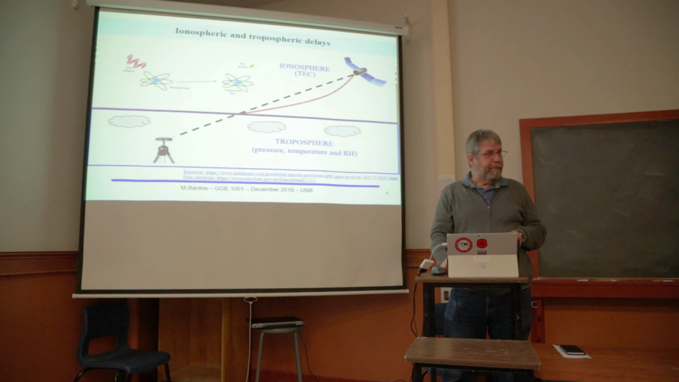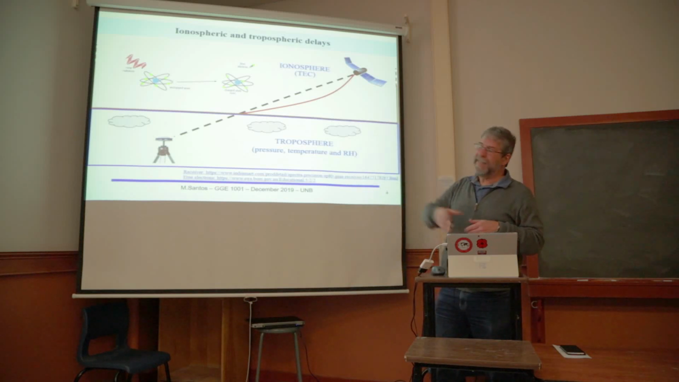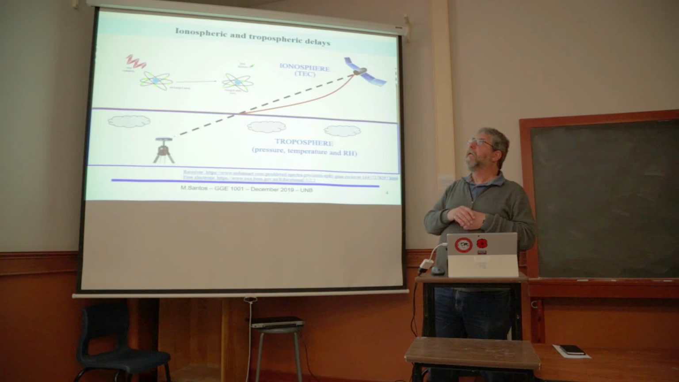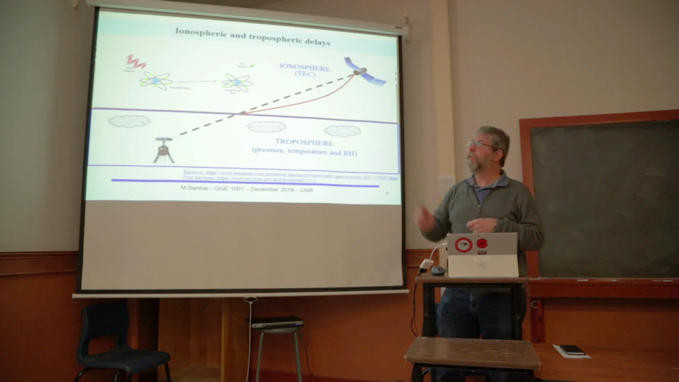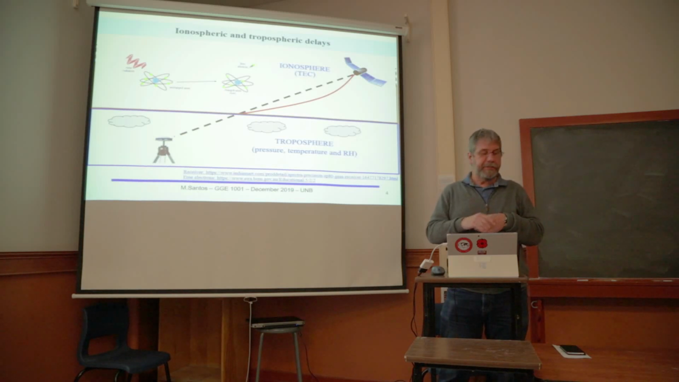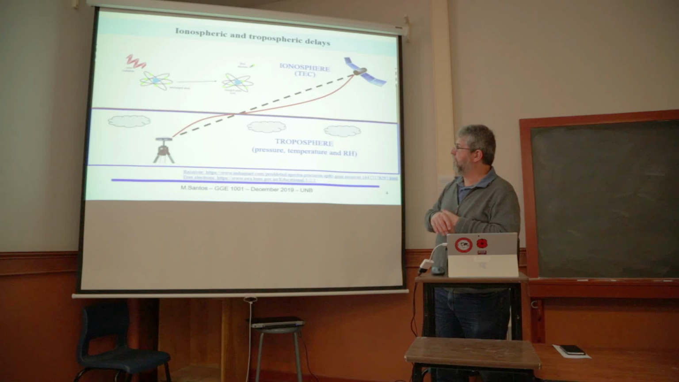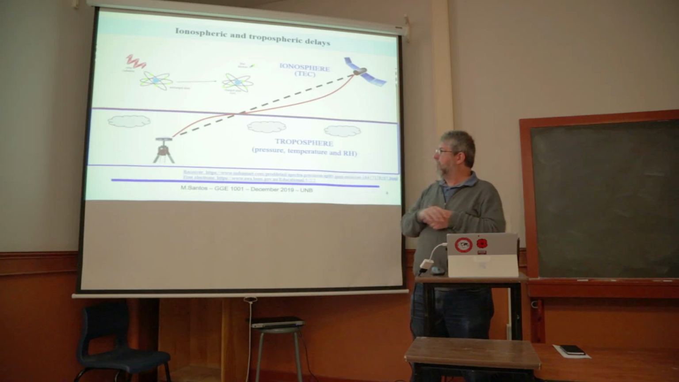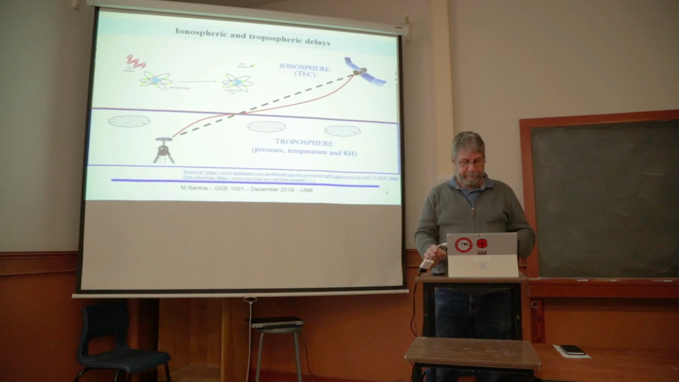What happens is that the signal from GPS to receiver doesn't go through a straight line, it gets refracted. It gets refracted when it crosses the ionosphere as a function of the TEC, and it gets refracted when it crosses the troposphere, and that's going to be a function of pressure, temperature, and relative humidity, water vapor.